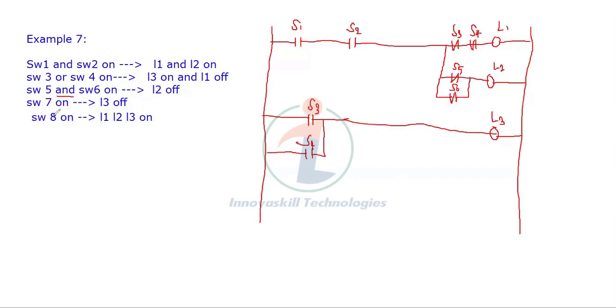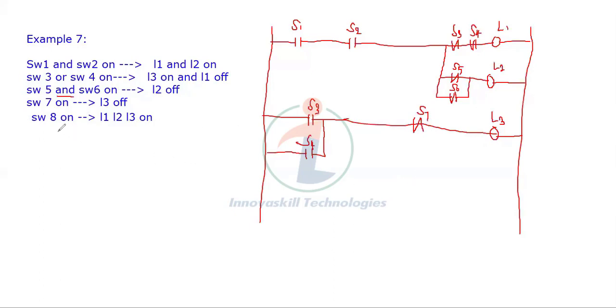The next condition, if S7 is on, L3 should be off. If switch 7 is on, L3 should be off, means it should be connected like this. So till this it is okay.